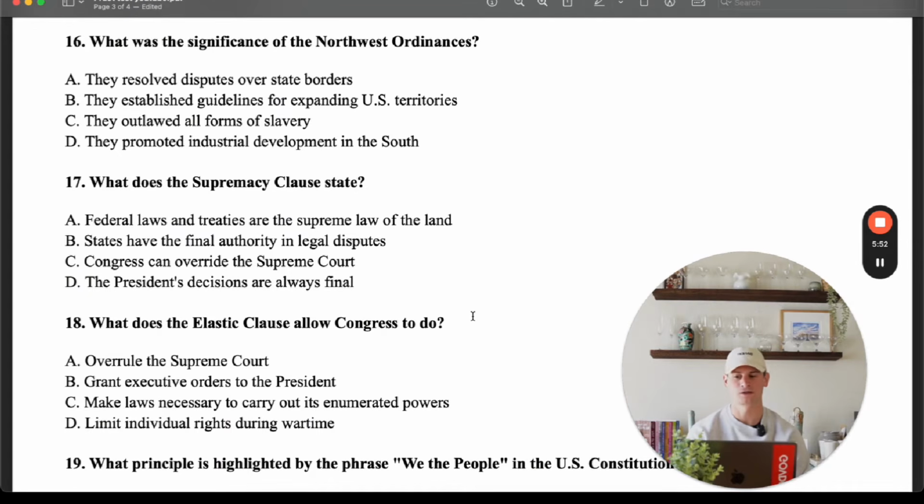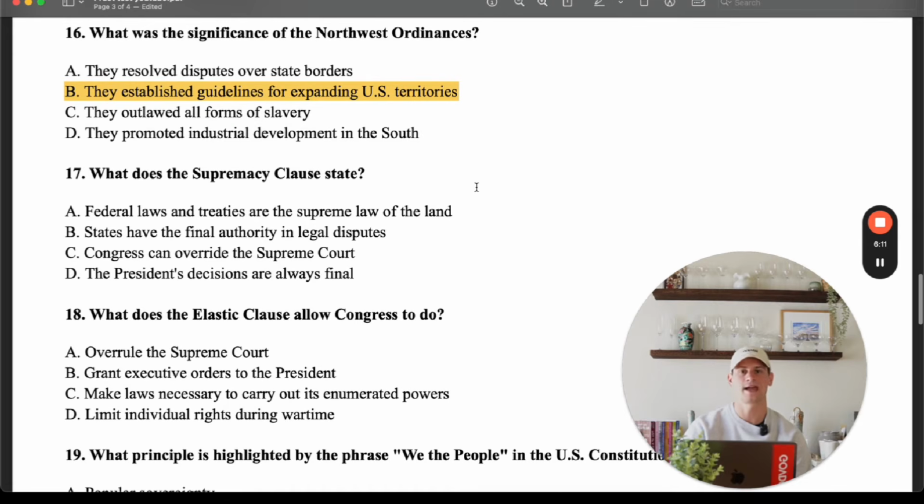They outlawed all forms of slavery, maybe. They established guidelines for expanding U.S. territories, maybe. They resolved disputes over state borders. So one of the successes under the Articles of Confederation is actually this Northwest Ordinance. And what this ordinance does is it expands or gives guidelines for the expanding U.S. territory. All right? So we had a bunch of land over in like the Ohio, Michigan area that we needed to kind of figure out how to basically expand into and govern. So the Northwest Ordinance was crucial in that regard.